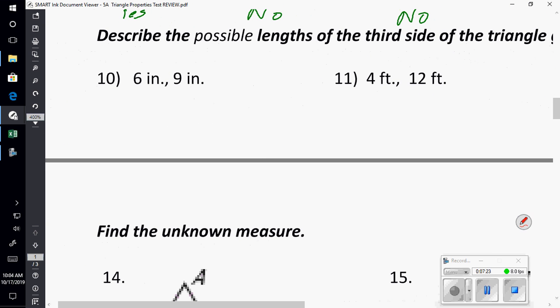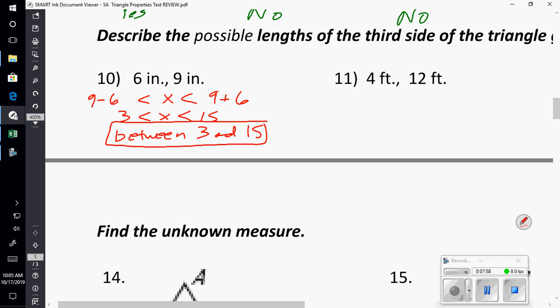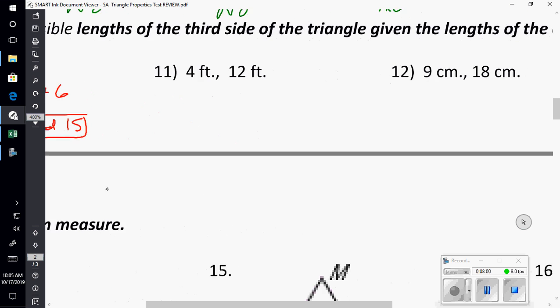If two of the sides are 6 and 9, what's the possible length for the third side? If we said the length of the third side was x, x could be anywhere from 9 minus 6 to 9 plus 6. So it could be between 3 and 15. Or you could just write between 3 and 15. So all we got to do is subtract them and add them.